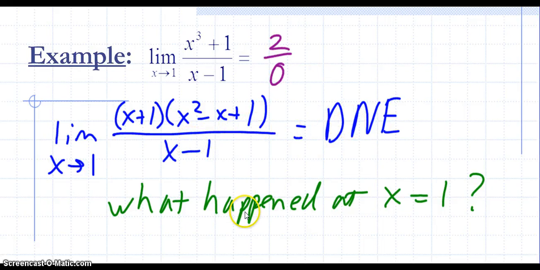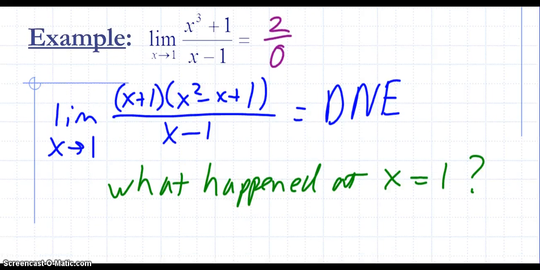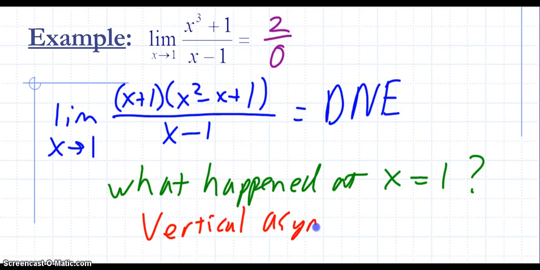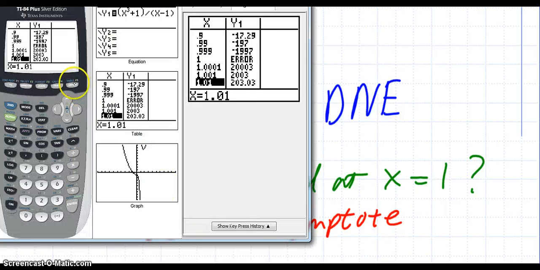Well, what happened at x equals 1 on this function? So let's think about that. It's not a hole. If it was a hole, we would have been able to eliminate it. So if it's not a hole, what was it? Vertical asymptote. And we can see that if we look at the graph or a table.